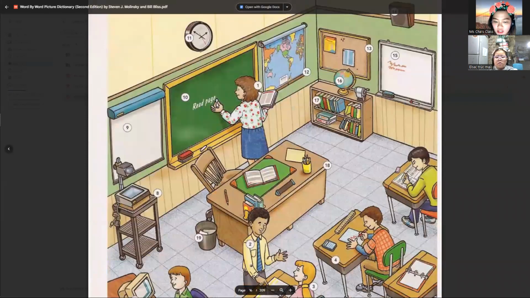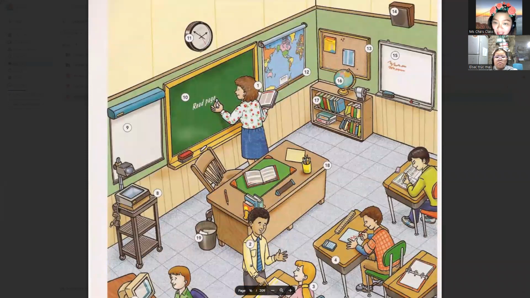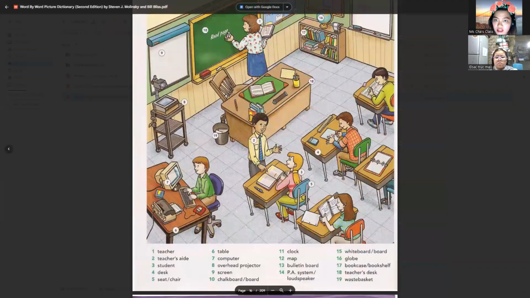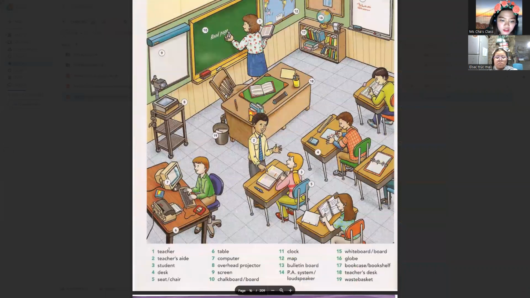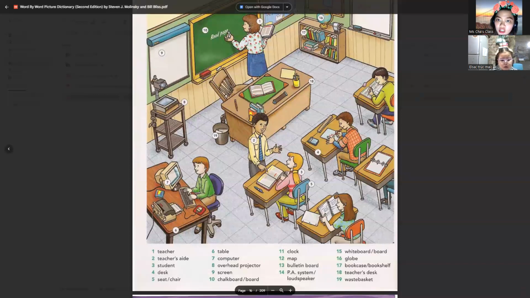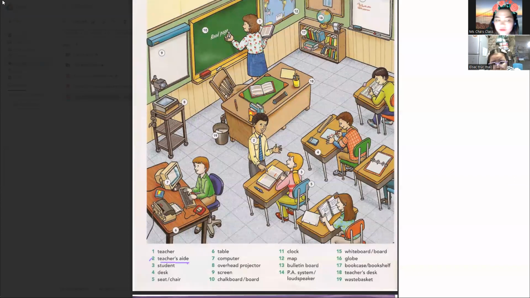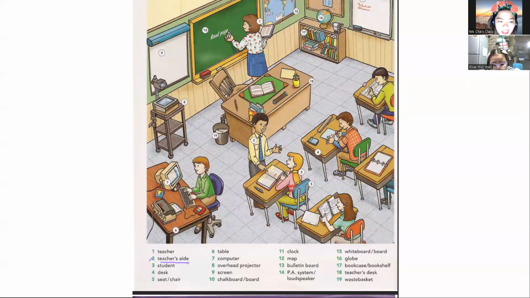So, in here, as you can see, we are still inside the classroom. So, Elsa, let's review the vocabulary. As you can see, when you go inside the classroom, number one, there is the teacher. Elsa, are you familiar with number two? How do you read that one? Teacher aide. Do you know what is a teacher aide, Elsa?